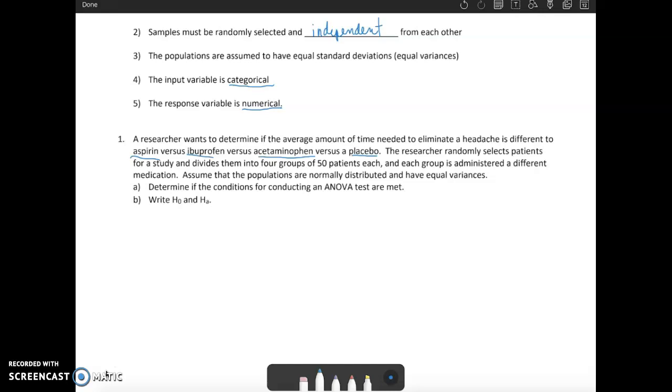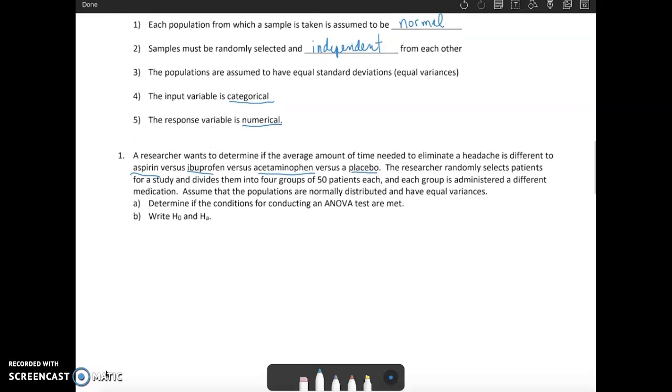The researcher randomly selects patients for a study and divides them into 4 groups of 50 patients each, and each group is administered a different medication. Assume the populations are normally distributed and have equal variances. Okay, so first we want to determine if the conditions for conducting an ANOVA test are met, and then we want to write the null and the alternate. Okay, so let's look at the conditions.